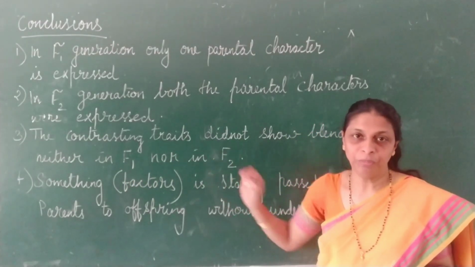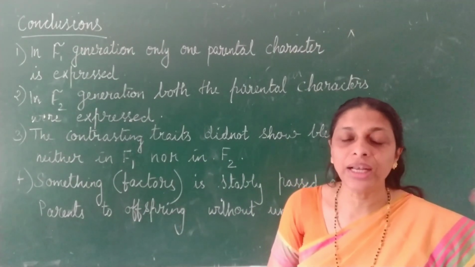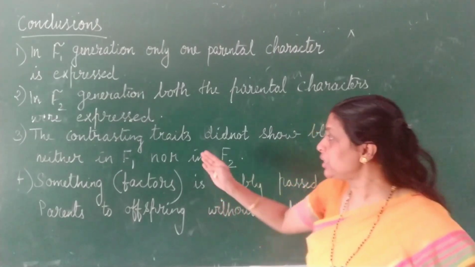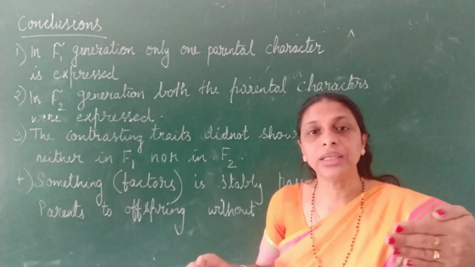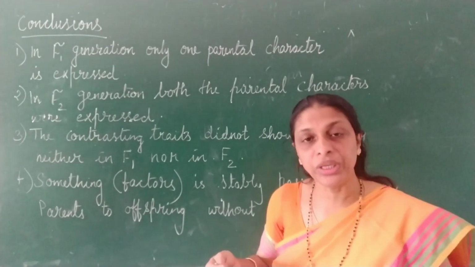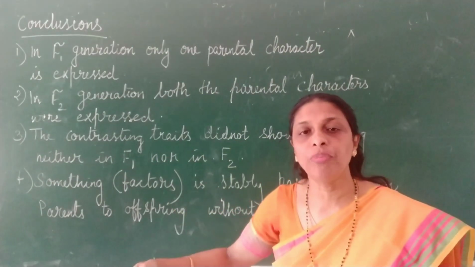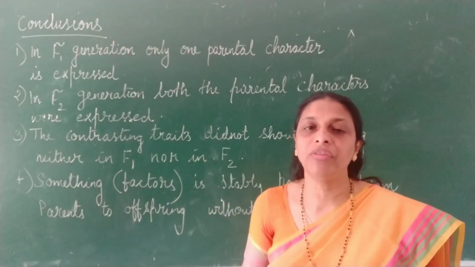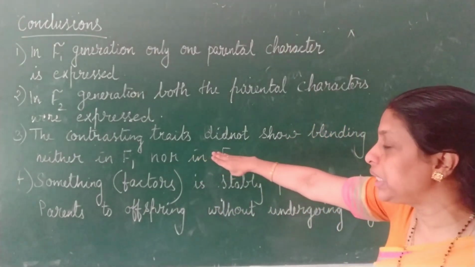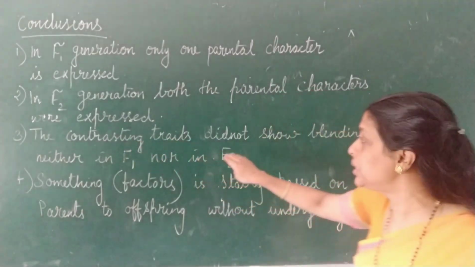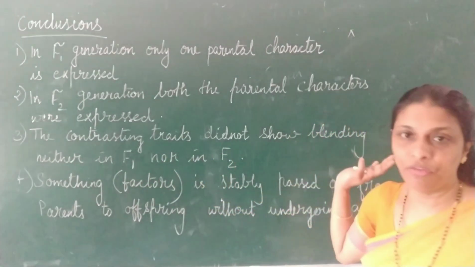Very important point. That is, in the F2 generation, when he got both the parental characters, both the contrasting traits, they did not show any blending. That means the dominant character, that is the tallness, was expressed as tallness itself in the F2. And dwarfness was expressed as dwarf plant in the F2. There was no plant with an intermediate height. That's the meaning of the third point. That is, the contrasting traits, that is tallness and dwarfness, did not show blending neither in F1 nor in F2.